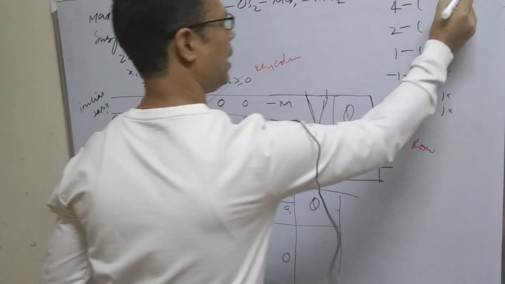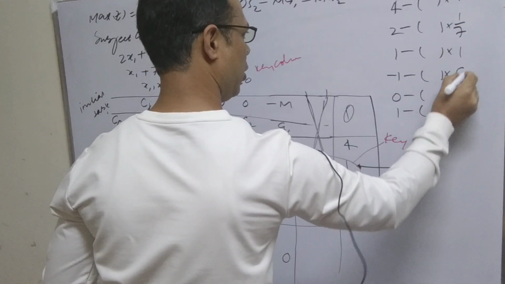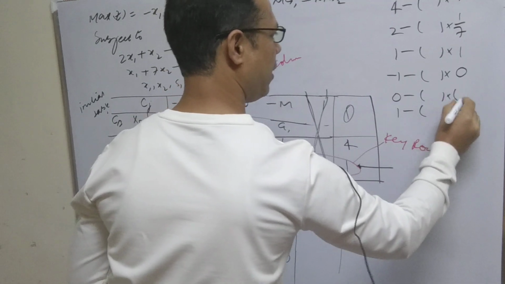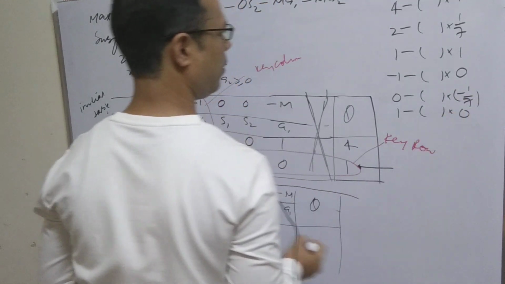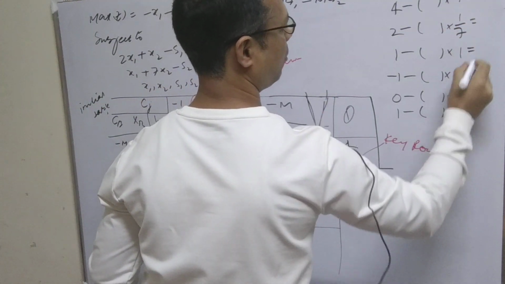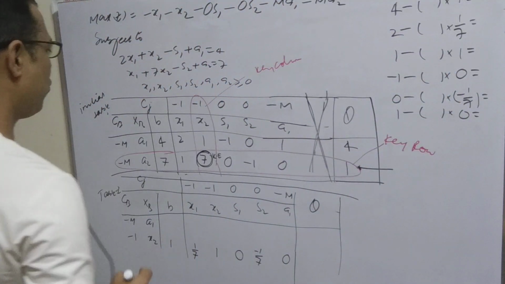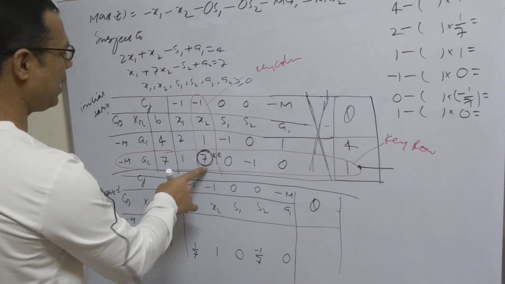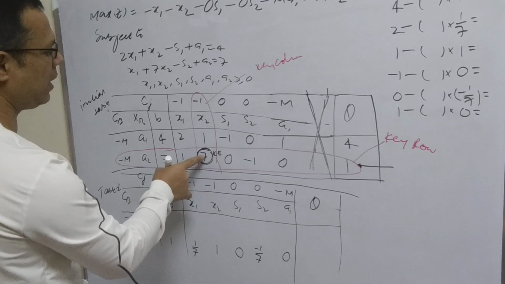So 1 by 7, 1, 0, minus 1 by 7 and 0. We have just copied this value and see the result. What is the result? Before seeing the result, we need to find what the constant value is. The constant value means where we are going to make the changes. Our aim is to make this 7 to 1. It means we are going to create the unit matrix.